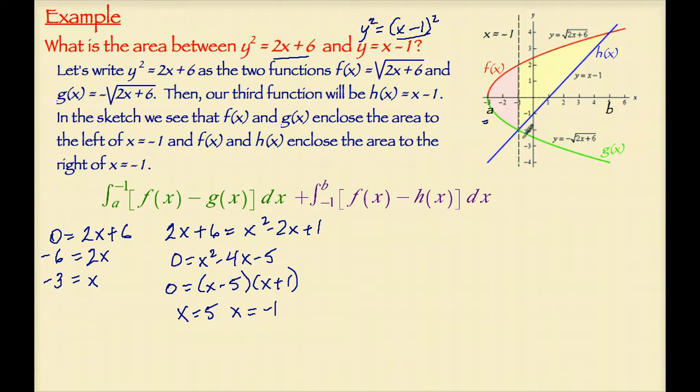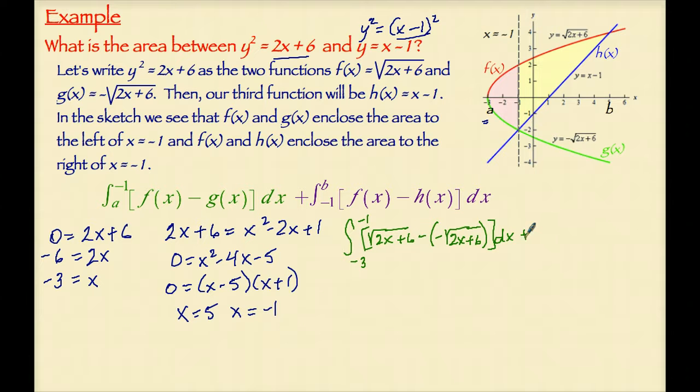Therefore, the points of intersection between the two curves occur at -1 and at 5. Now let's set up the integrals. The first integral from -3 to -1. The top curve, the square root of 2x plus 6, minus the bottom curve, the negative square root of 2x plus 6. Integrated, of course, with respect to x.